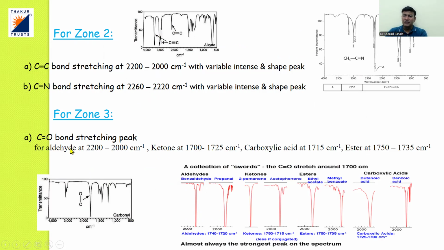What about zone 3, the carbonyl region? Again, here you can find that the stretching peak is different for ketone, aldehyde, carboxylic acid, ester, like that. Okay. So these are the peaks and how they will look. You can pause it and see what types of peaks are there. You can make short notes as well.